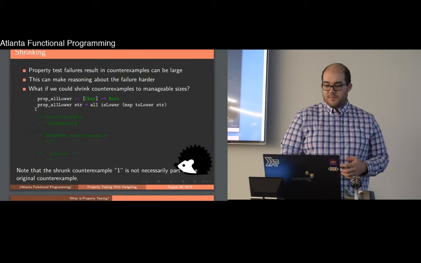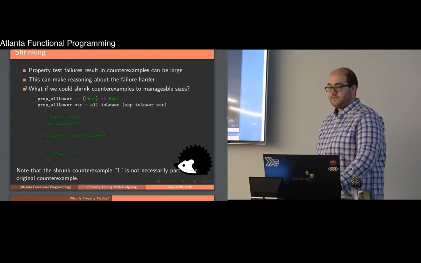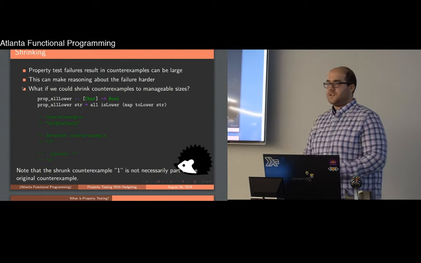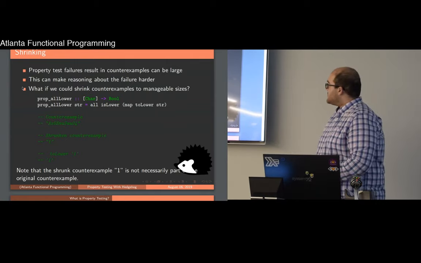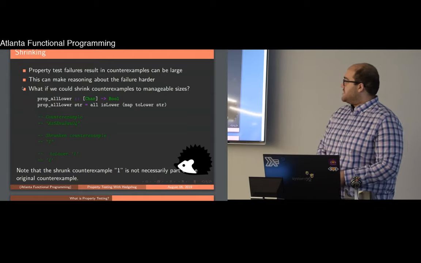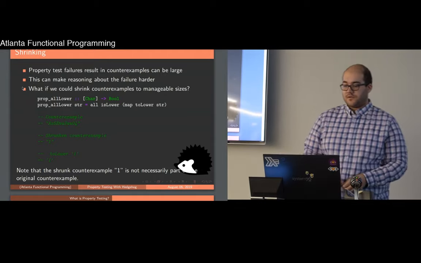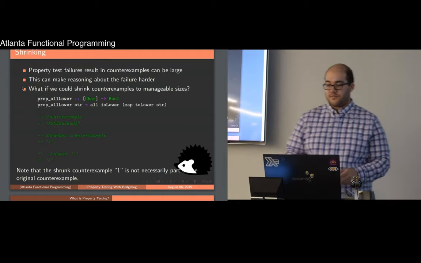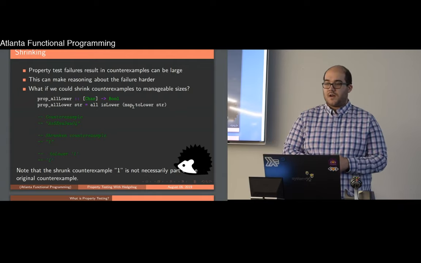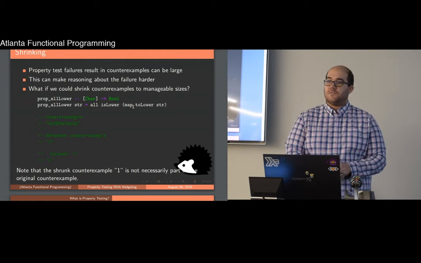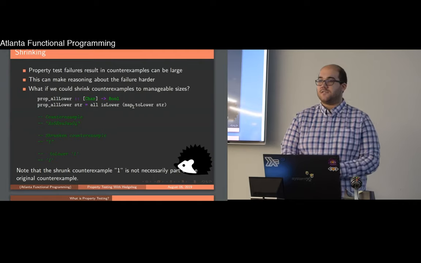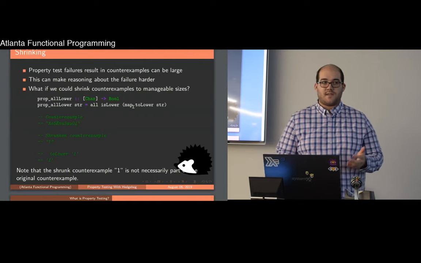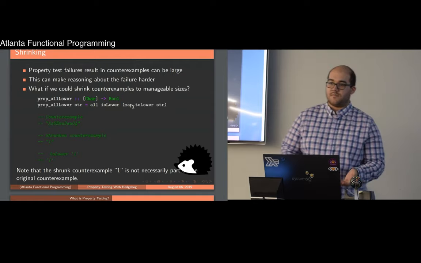So here's an example where this is actually useful. And it's a really simple function, but it could be hard to see why it fails at first. So again, you have a string, and you're trying to see if all the characters in the string are lowercase. So this property says, after I convert all the characters to lowercase, all of them should be lowercase. Well, the problem is, if your generator includes all ASCII characters, there are a lot of characters in ASCII that cannot be converted to lowercase, like numbers.